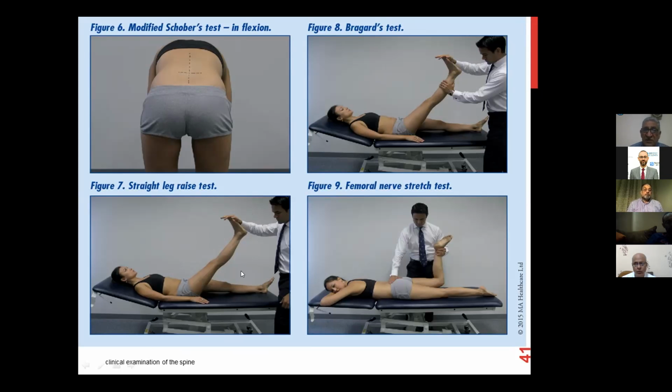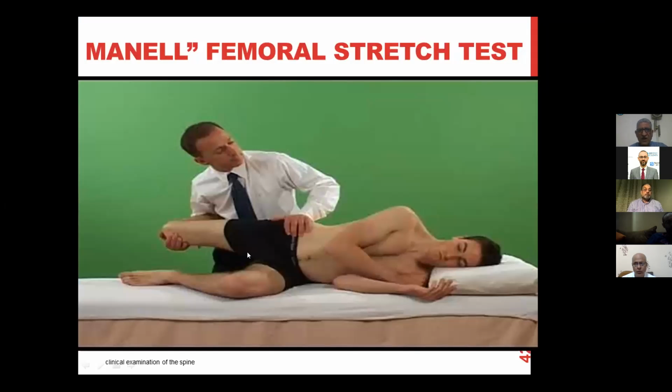For the straight leg raising test, we elevate the limb until the modified Mennell test or femoral stretch test with another technique lying on his side.